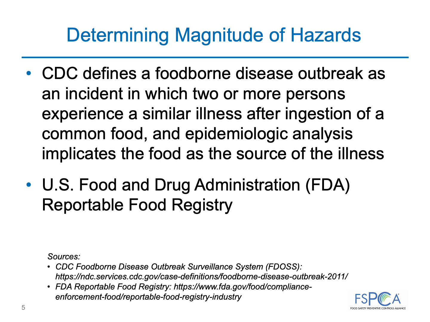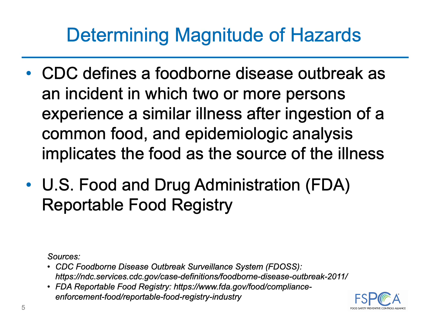To gain an understanding of the issues related to hazards encountered in the food supply chain in terms of size and scope, two governmental reporting systems are commonly used. The United States Centers for Disease Control and Prevention, CDC, reports outbreak data that provides information on those hazards responsible for foodborne illness cases. CDC defines a foodborne disease outbreak as an incident in which two or more persons experience a similar illness after ingestion of a common food, and epidemiologic analysis implicates the food as the source of the illness.